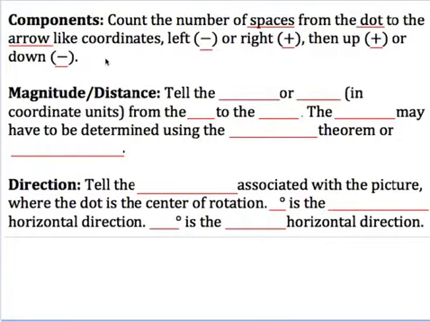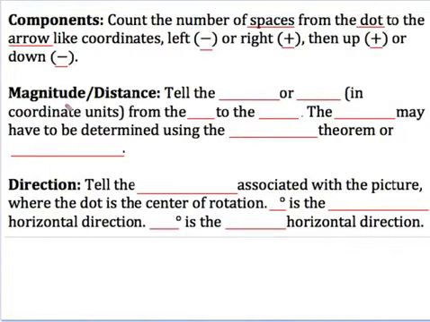So very similar to your coordinate grid. If you have a y and an x axis, there's x, this is y. If you're going up, it's positive. If you're going to the right, it's positive. If you're going down, it's negative. If you're going to the left, it's negative. Okay, very similar to our xy coordinate grid. Okay, so those are called components. We'll get more into that in a little bit.